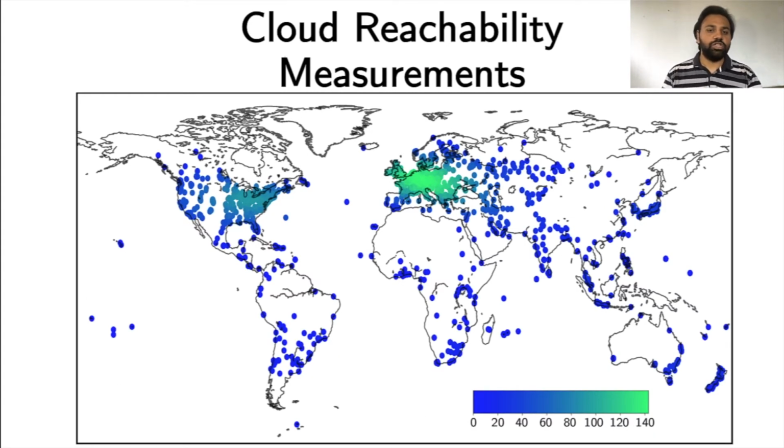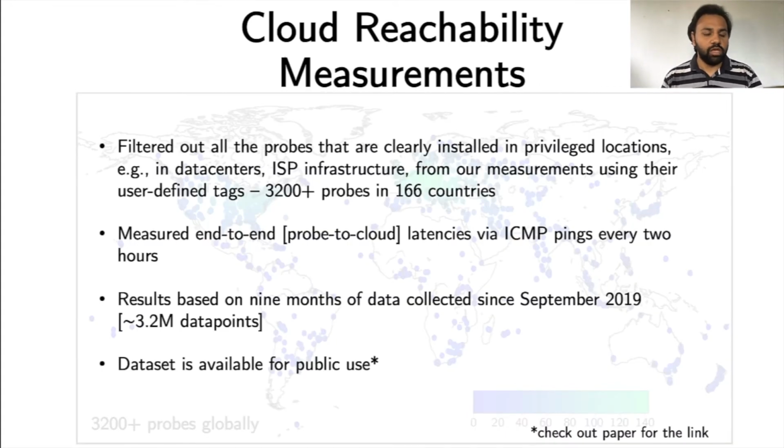For our vantage points, we rely on RIPE Atlas, which is considered to be the de facto platform in the internet measurements research community. The Atlas probes are installed in varying network conditions and allow us to analyze user reachability to the cloud globally. We use 3200 plus probes distributed in 166 countries, which we get after filtering out all the probes that are clearly installed in privileged locations. For example, in data centers, cloud networks, ISP infrastructure, etc.